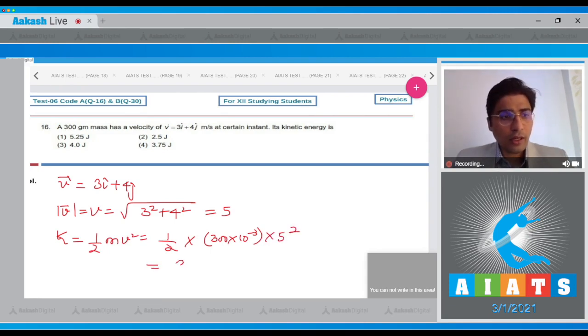On solving this, we get a value of 3.75 joules. And hence for this question, the correct answer is option 4. Now let us proceed to question number 17.